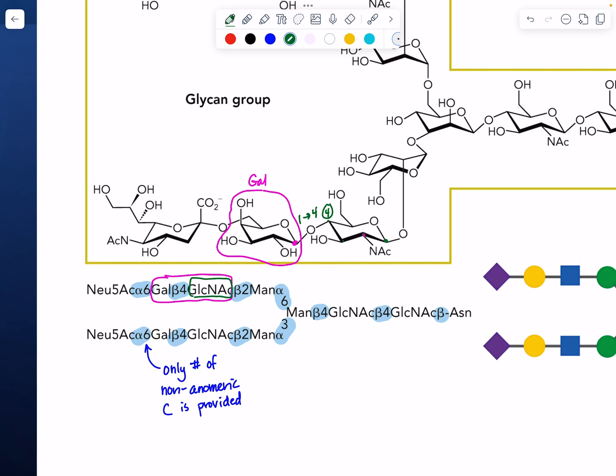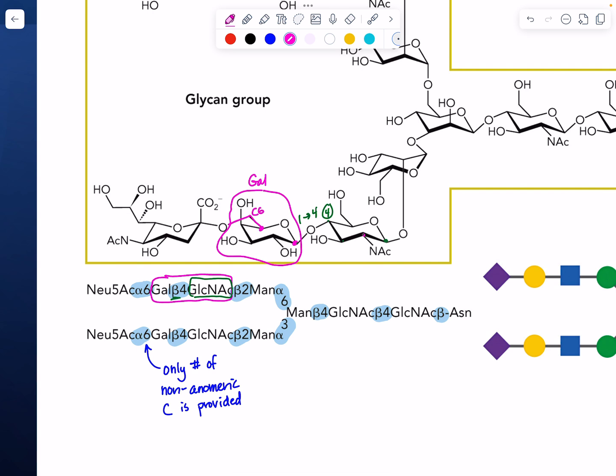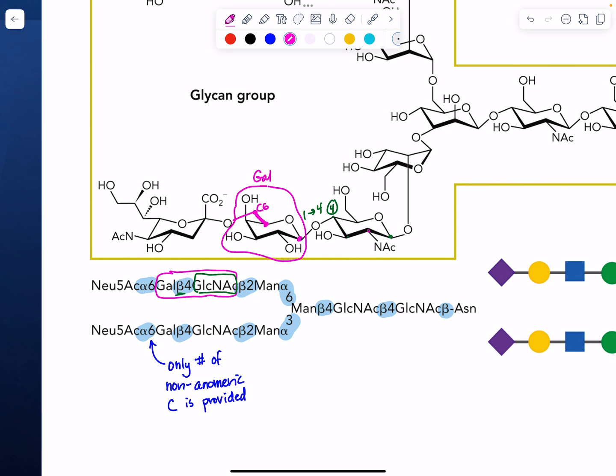And again, when we look at this, it's given as beta. Here is the CH2OH, and let me just do that in pink. So here's my C6. C5 is the one that's in the ring, and C6 is above the ring, even though it's involved in the glycosidic bond to that end unit there.